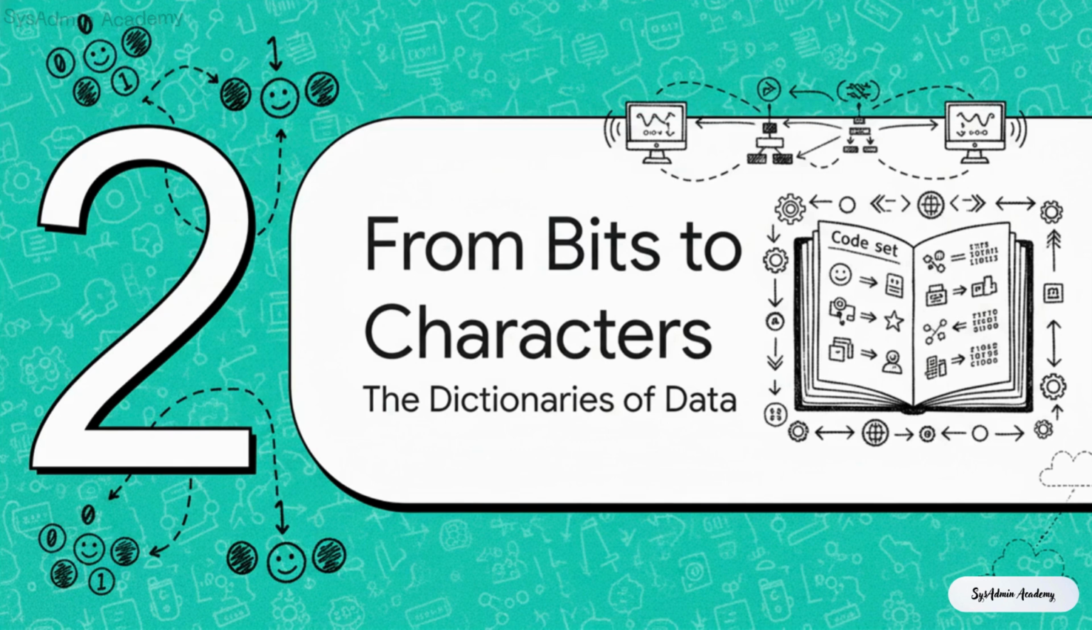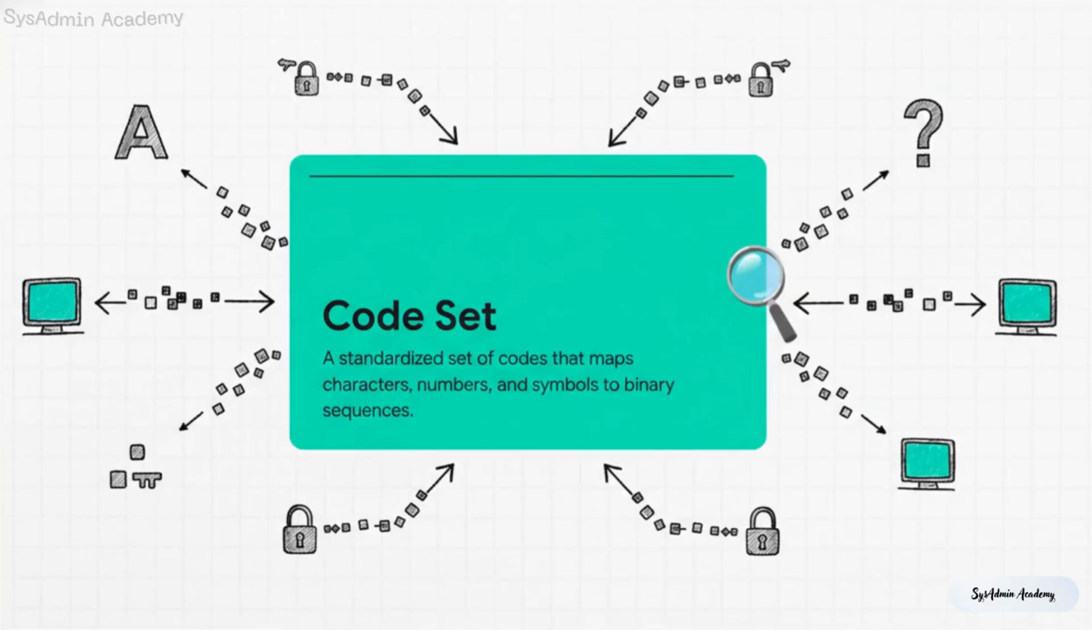All right, so we've got bits, and we know we can group them, but that's not enough. For my computer to have a meaningful conversation with your computer, they both need to be speaking the same language. They need to agree on what each group of bits actually means. We need a shared dictionary. And in the tech world, we call that a code set. A code set is really just that. It's a standardized rulebook. It's a big chart that maps every character, every number, every symbol you can think of to its own unique pattern of bits.